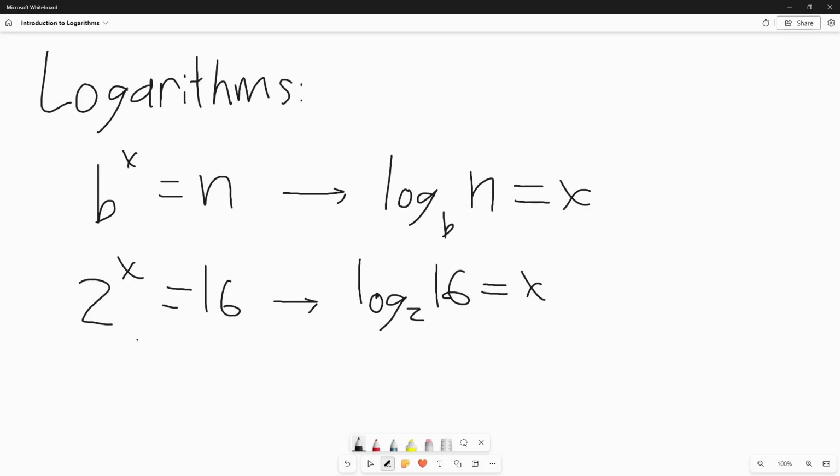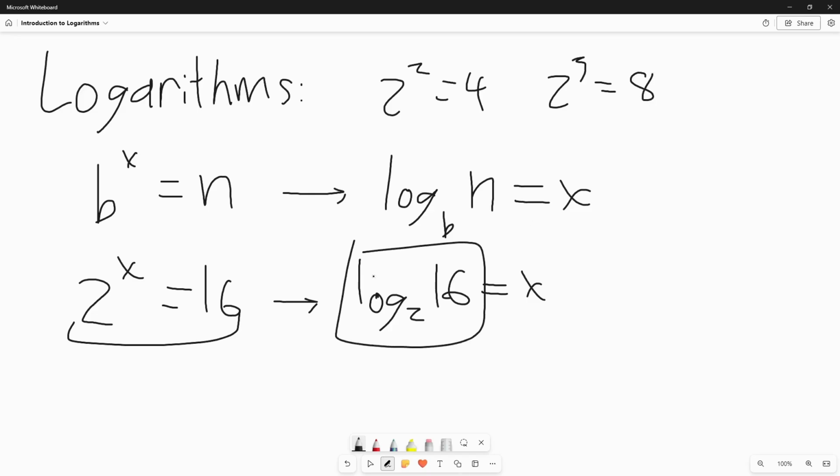And this is useful if you have something like this, where you're trying to find x and you can't just guess and check, like 2 to the power of 2 equals 4, or 2 to the power of 3 equals 8. But this makes it a function that you can put into your calculator, so you can figure it out very easily.